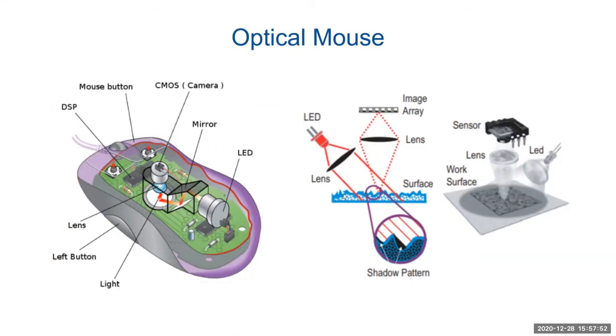To detect movement, an optical mouse uses a light source, which is an LED, a photodetector, typically a CMOS, and a digital signal processor, DSP. First, the light source produces light that shines onto the surface. Then the light is reflected back and picked up by the CMOS sensor, forming an image of the local surface.